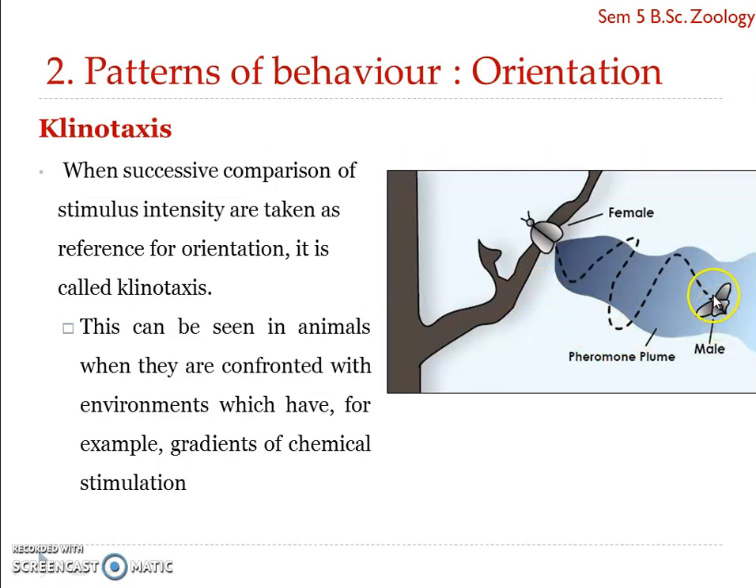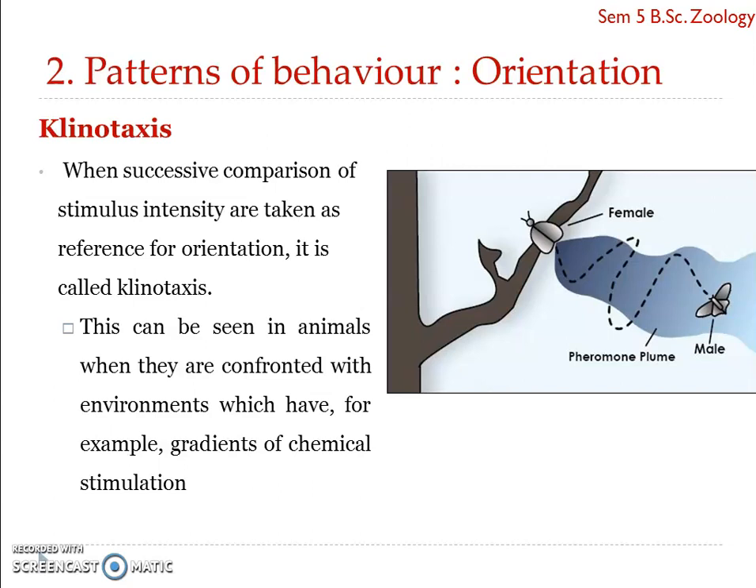And what happens is the moth has a pair of antennae, and these two antennae pick up the stimulus. The nervous system compares the intensity picked up by both the antennae, and the individual tries to keep itself in the strong intensity area. Okay, and you can see it keeps on changing the direction in response to the intensity of the stimulus. So this is what happens with clinotaxis.